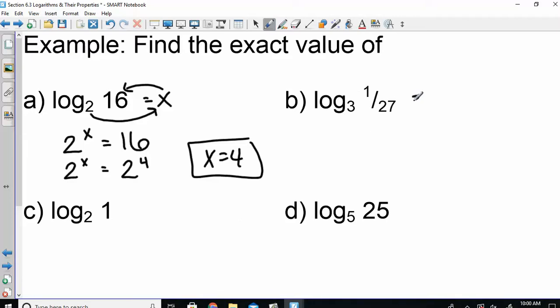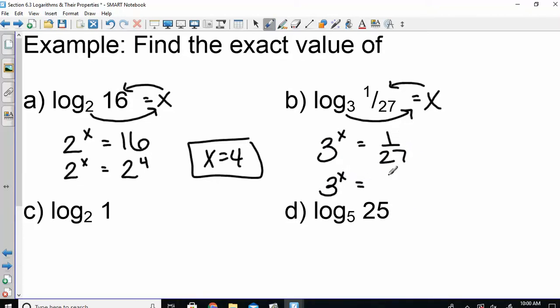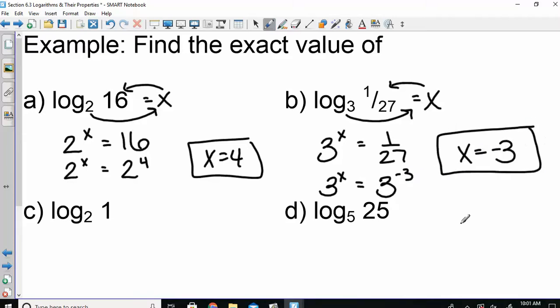-3. Let's see. So if we set it equal to x, that means 3 to the x power equals 1 over 27. We need a common base. 1 over 27, what kind of exponent would move that to the bottom? Negative. 3 to what power equals 27? You were right.